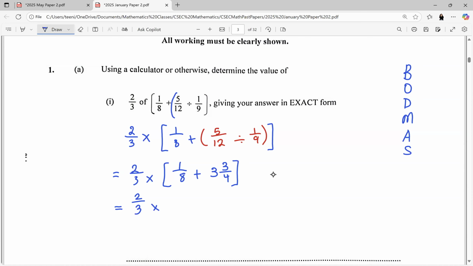I got an error. Right, so try again. Clear your calculator and try it again. 1/8 plus 3 3/4. Did you get it, Azia? Yes, please, Miss. 15 over 32. 15 over 32? No.